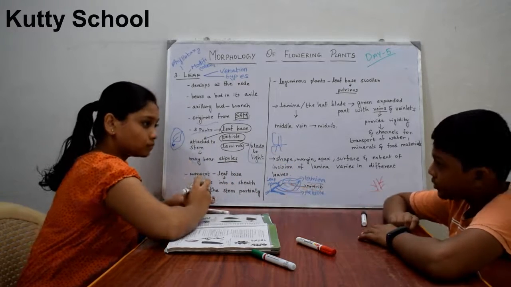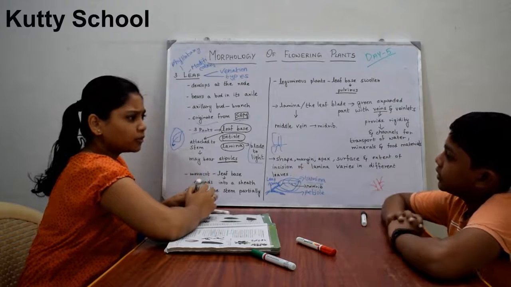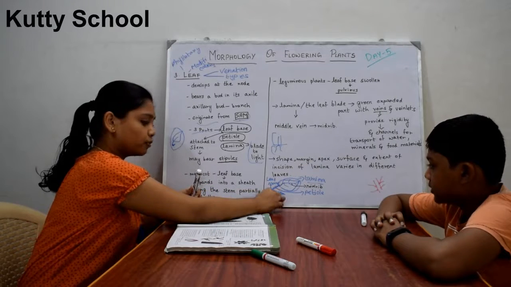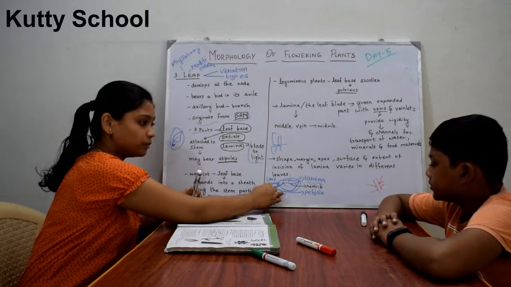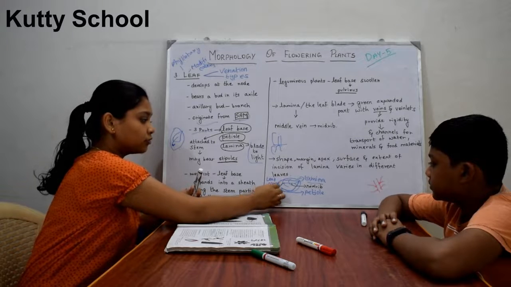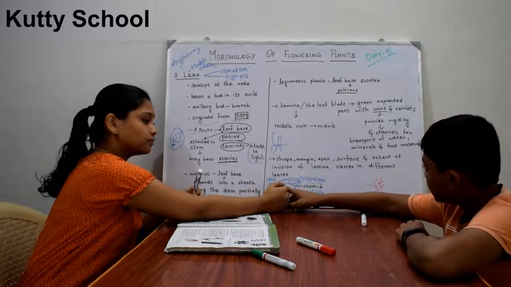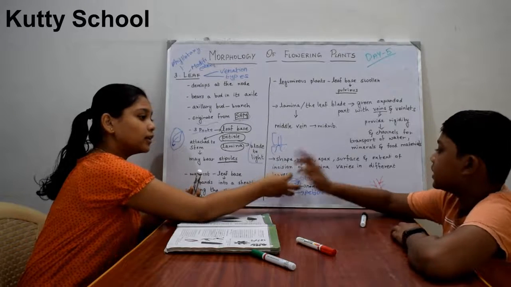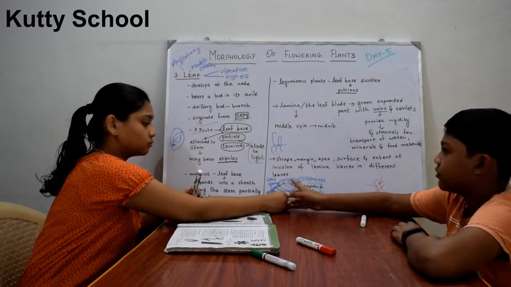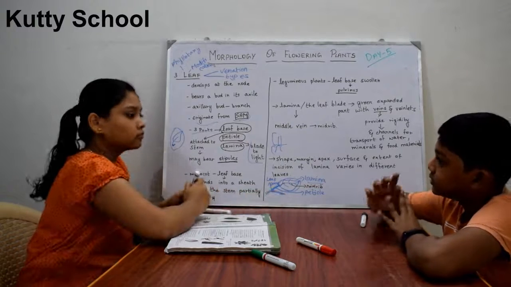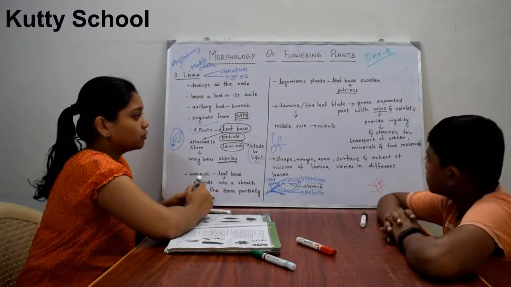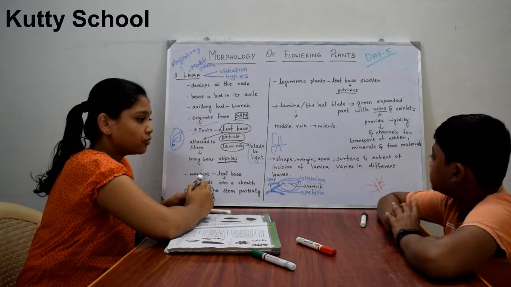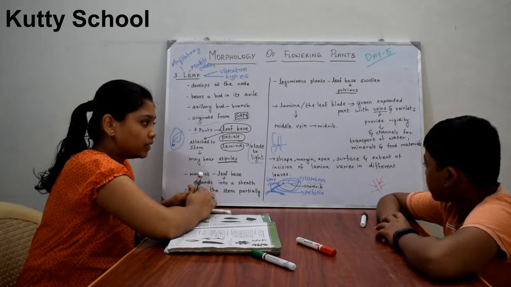Water flows from the root to the stem and from the stem to the branches, and it flows through the veins to the leaves. Yes, the water flows through the veins. So the veins do that function, and minerals and all the food materials are passed only through the veins.